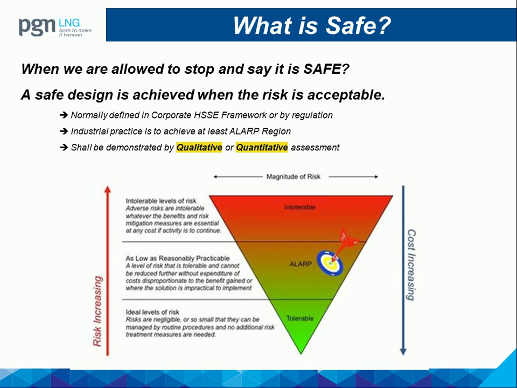And normally, if you see the pyramid, in the intolerable area the risk is very high, but the cost is minimum. While in the tolerable area, you have already minimized the risk, but there is some cost that you need to pay to include those barriers. But all in all, a safe design, again, is achieved when the risk is acceptable.